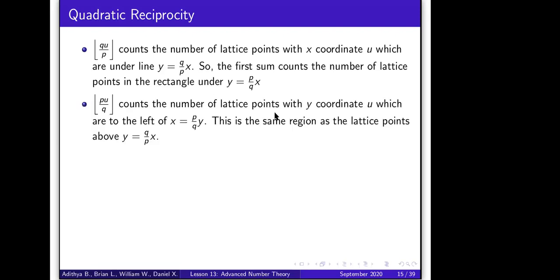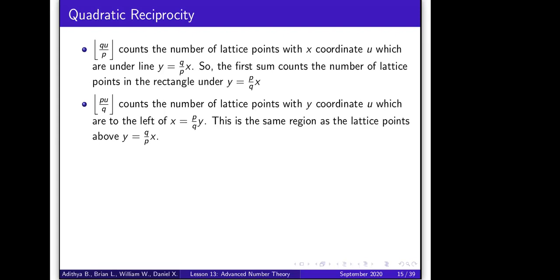And likewise, if we consider the floor of pu over q, this counts the number of lattice points with y coordinate u, which are to the left of the line x equals p over qy. And if we think about it, this is actually the same region as the lattice points above the line y equals q over px, if we just rephrase it in terms of x coordinates instead of y coordinates. So one sum counts the number of lattice points below the line, one sum counts the number of lattice points above the line. But what about lattice points on the line?